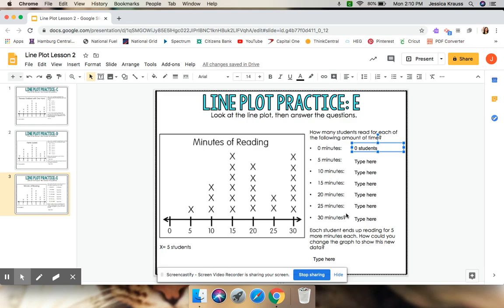All right, down at the bottom it says 30 minutes. How many students spent 30 minutes? Now, each X stands for 5 students, so let's skip count by 5's. 5, 10, 15, 20, 25, 30. 30 students spent 30 minutes. Perfect.